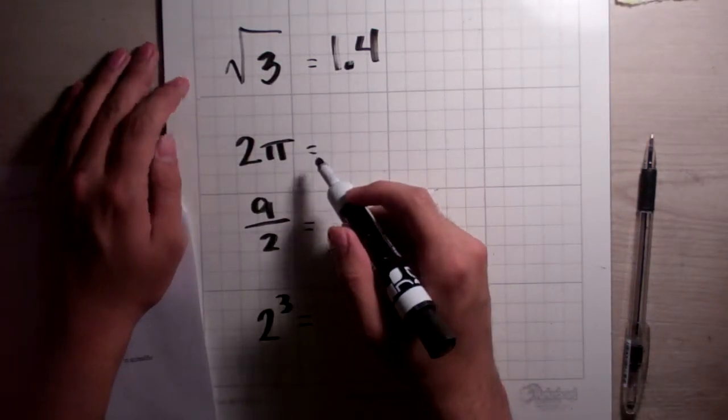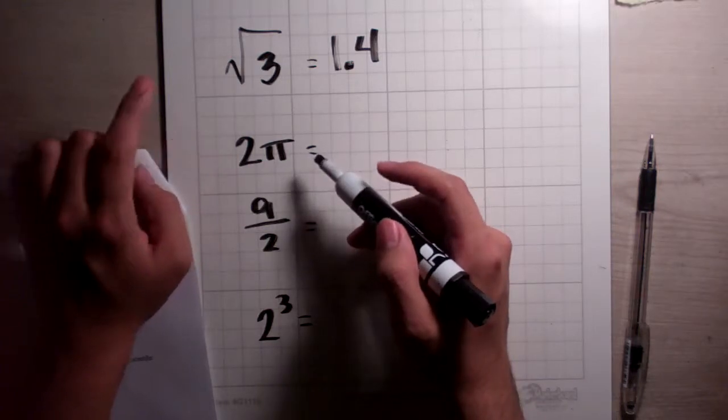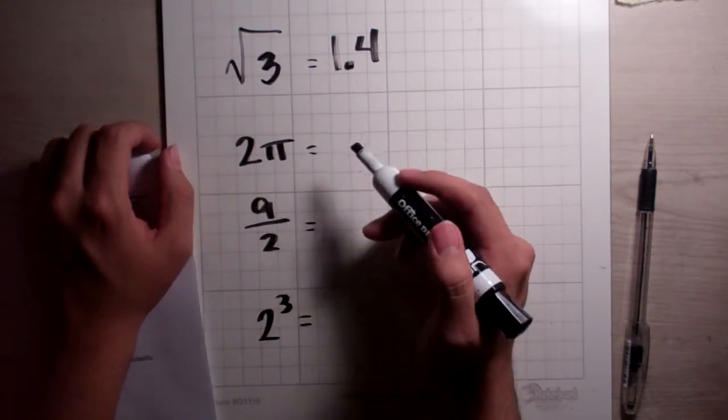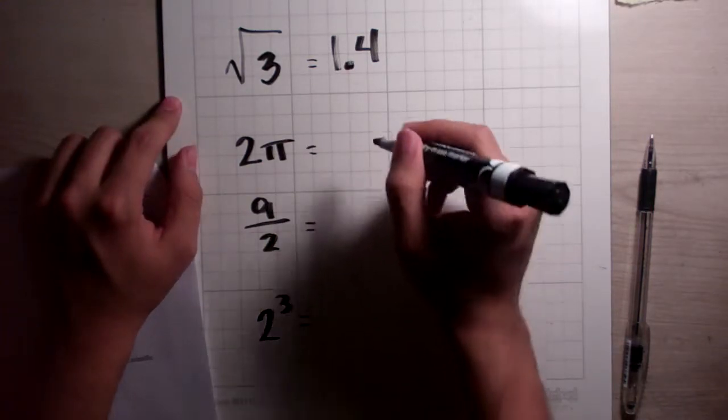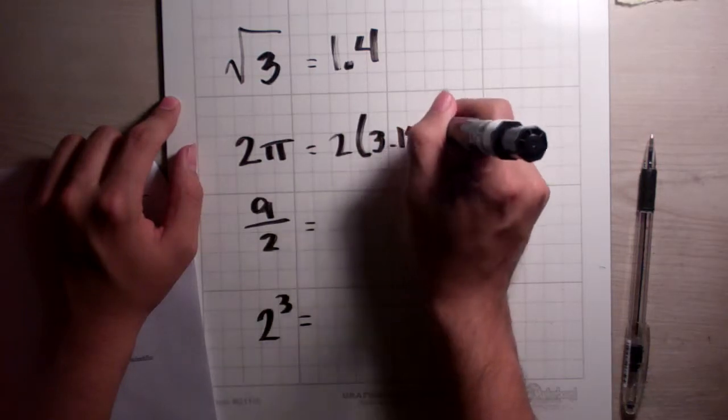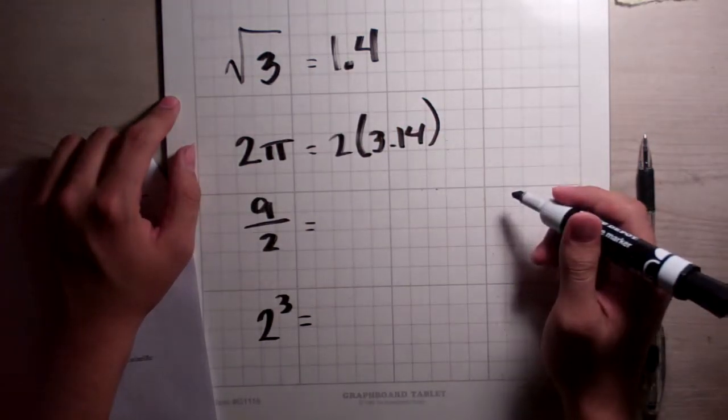So next one is 2 times pi. Well, first off, what is pi? Now, pretty much you know that pi goes on forever and ever, but we kind of stop it. Pi is just 3.14. Okay, well that's a good fact to know.